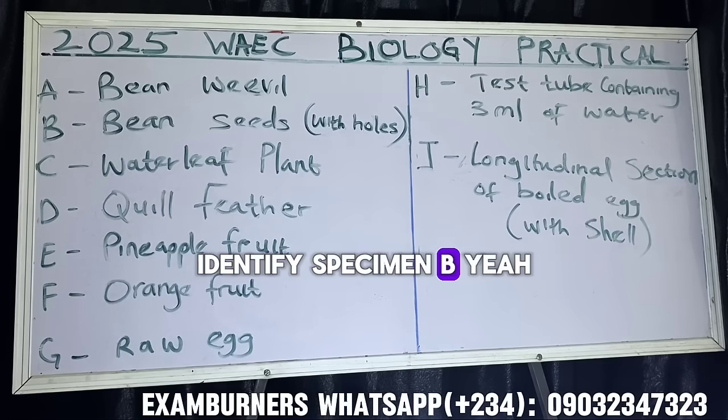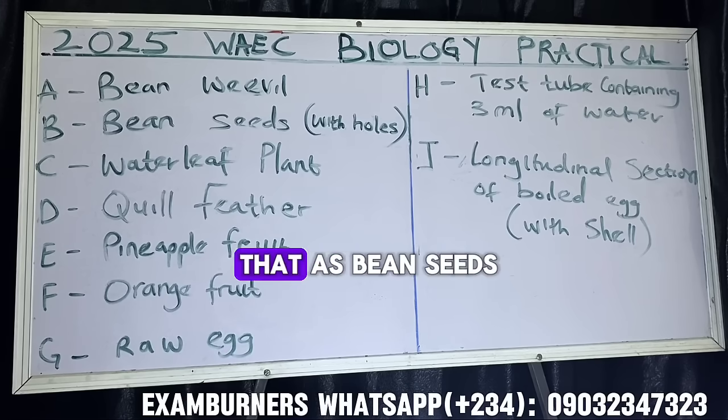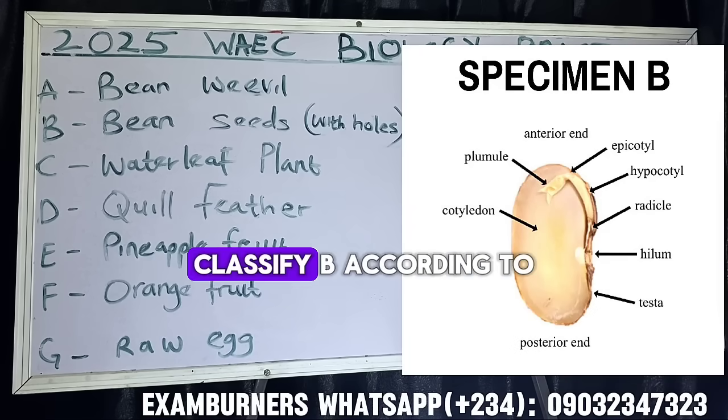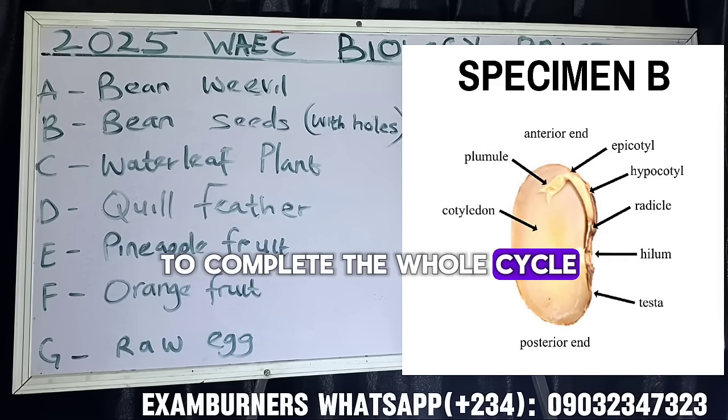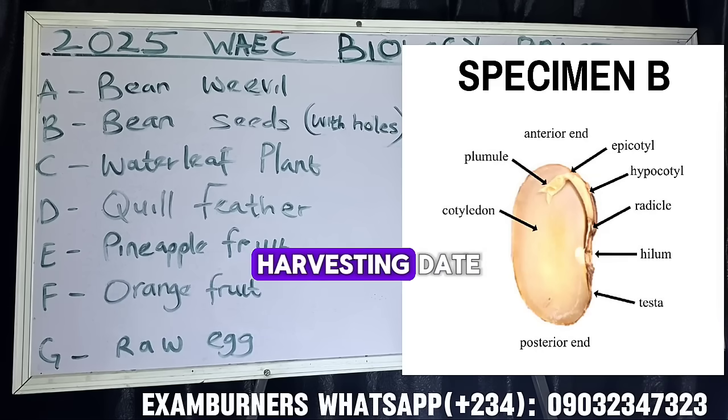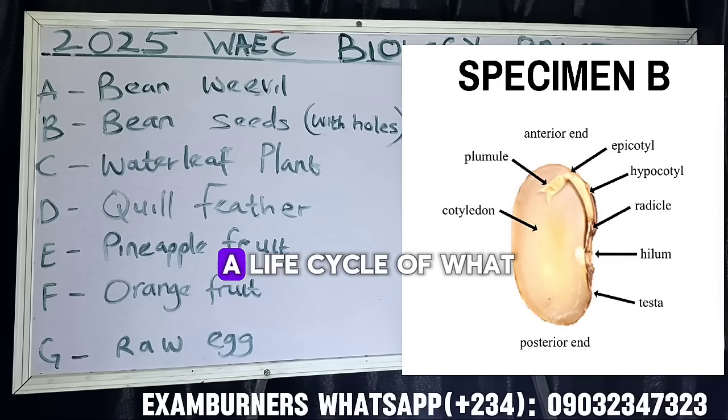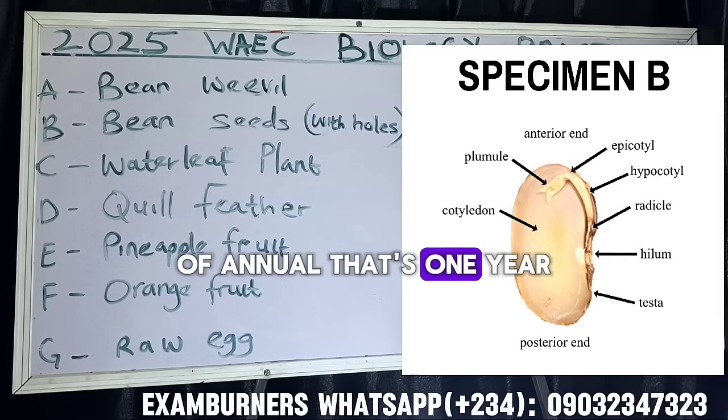Identify specimen B. Specimen B, we have already identified that as bean seeds with holes. Classify B according to its life cycle. Bean seed has a life cycle of what? Of annual. So it takes 1 year for the bean seed to complete the whole cycle from planting date to harvesting date. So it takes a life cycle of what? Of annual. That's 1 year.